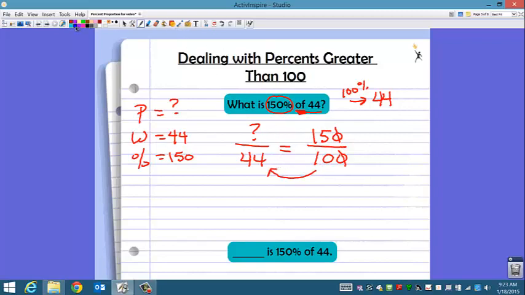I need to keep simplifying. What else can I divide by? I can divide by 5. And that's going to give me a 3 to 2. Now I can go from 2 to 44 by multiplying by 22. Do the same thing to the 3. 3 times 22 is 66. We solved our proportion. Our last step is to write an answer statement. So 66 is 150% of 44. And that makes sense because our percent is larger than 100. So our answer should be larger than the whole, larger than the 44.